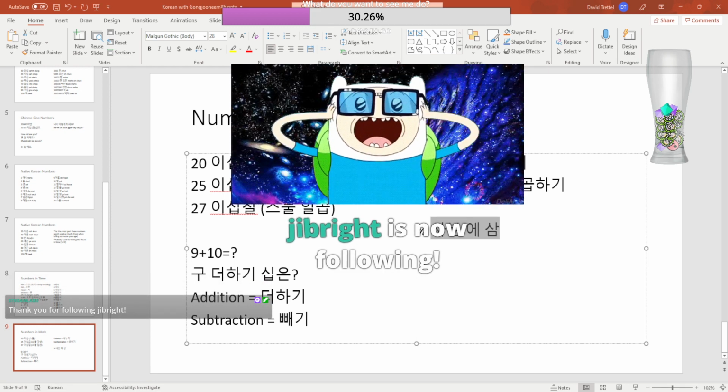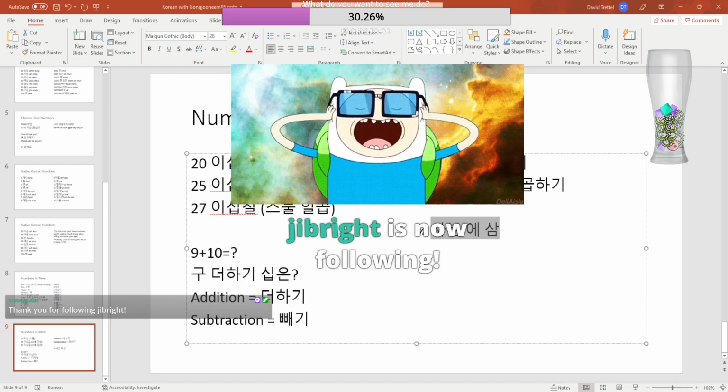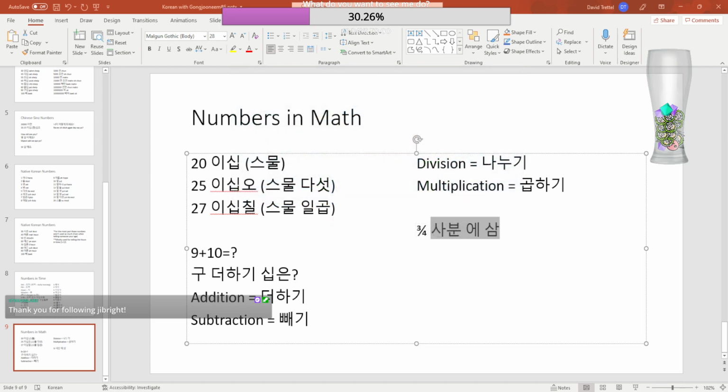4분의 3. Oh, G-Bright, thank you for the follow. I very much appreciate that. I thought I was right before. It was the 의. So 4분의 3 means 3/4. And again, it's very confusing because it's backwards. 4분 is 4 parts. So of the 4 parts, 3.